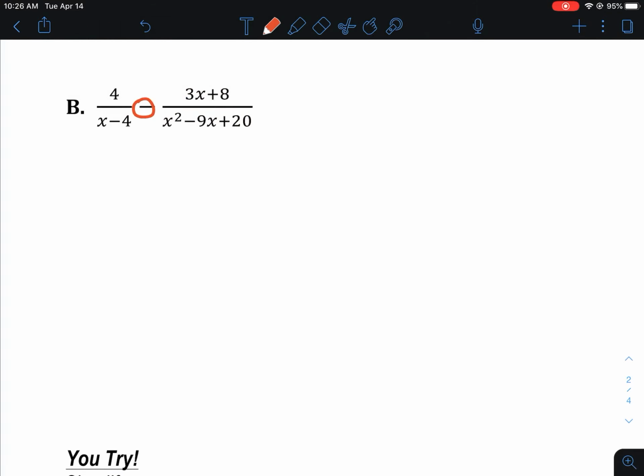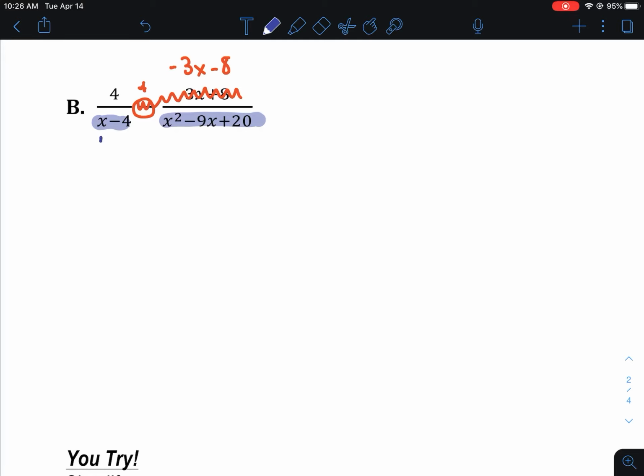All right, for B, the first thing I'm going to do is I'm going to look at that minus and I'm going to distribute it. So I'm going to change that to negative 3x minus 8, and I'm going to change this to a plus, and I'm going to get rid of all this. The next thing I'm going to do is I'm going to look at my two denominators, and I'm going to look at if I can factor anything.